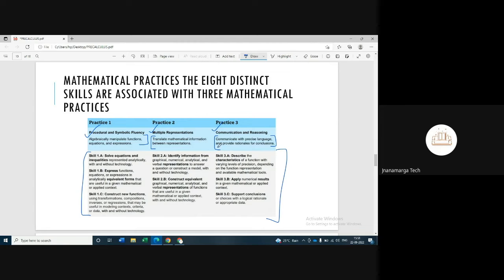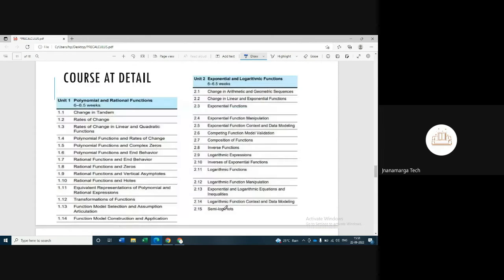What helps when we do this? How does that help? What skill does it give? It describes the characteristics of a function with varying levels of precision. We apply numerical results in a given mathematical equation or in an applied context, and we support conclusions. Further, we will be moving through the course in detail.